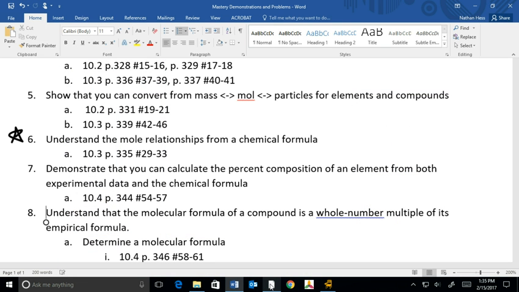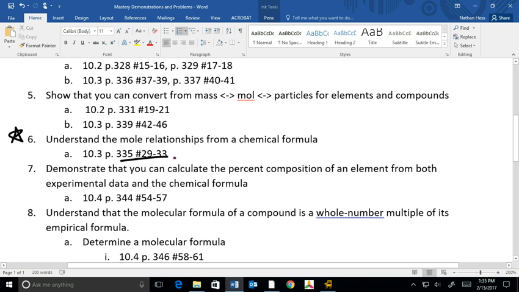If not, I would encourage you to take a look there at 10.3 and work on these practice problems here, numbers 29 to 33.